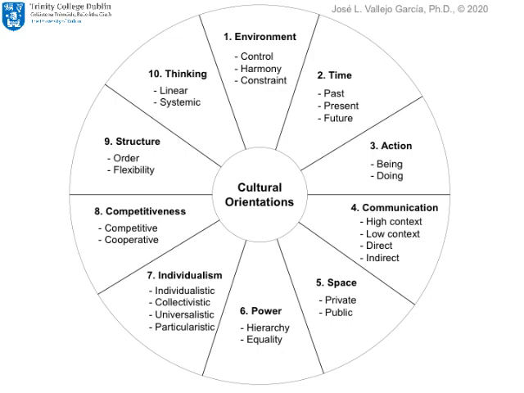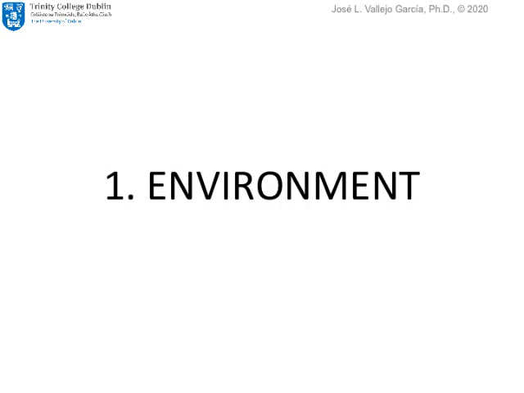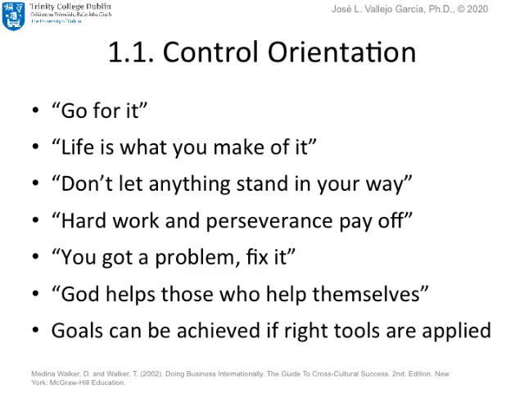So the first dimension here is the environment. The environment has three types of cultural orientations. The first orientation in this dimension is control orientation. In countries with this orientation, you hear things like go for it, life is what you make of it, don't let anything stand in your way, hard work and perseverance pay off, you got a problem, fix it, God helps those who help themselves, and goals can be achieved if the right tools are applied.